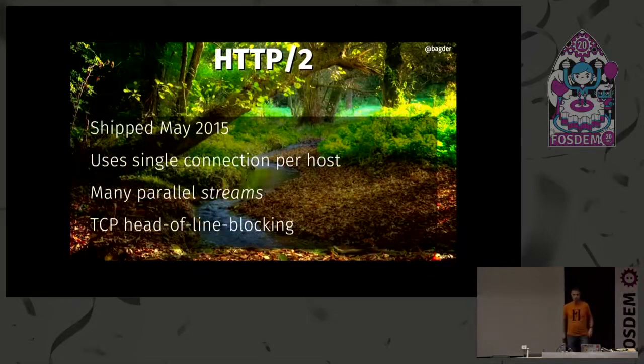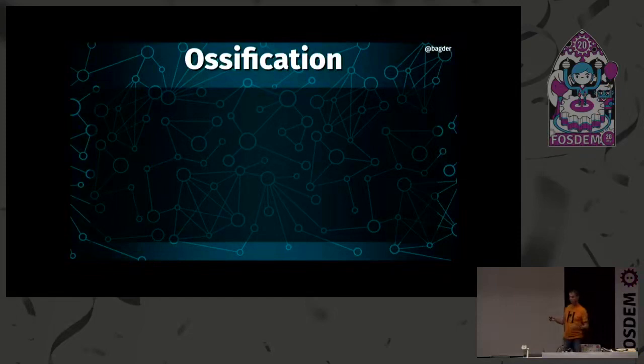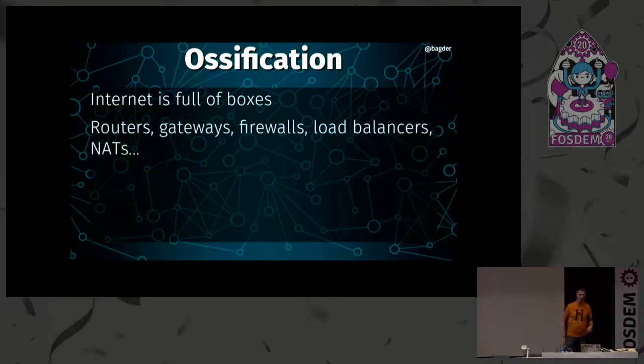And at the same time, a long-going trend in the internet is this thing we call ossification that's been going on in parallel with everything else. Ossification is this effect that everything is full of boxes, or the internet is. Routers, gateways, load balancers, Wi-Fi routers, whatever. A lot of boxes out there.